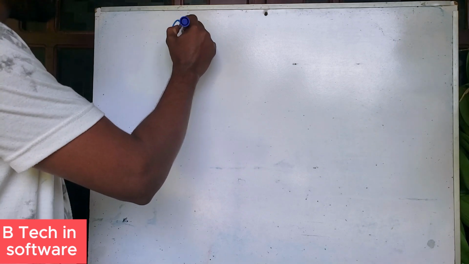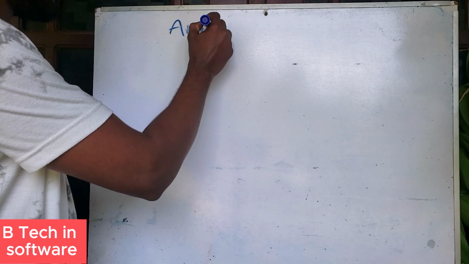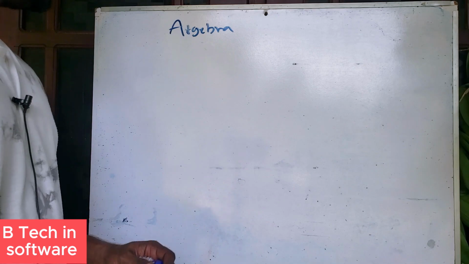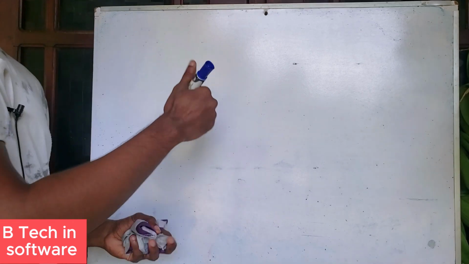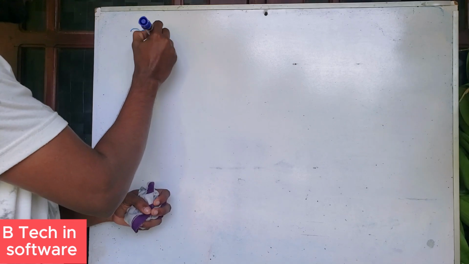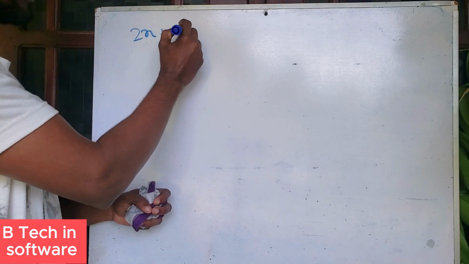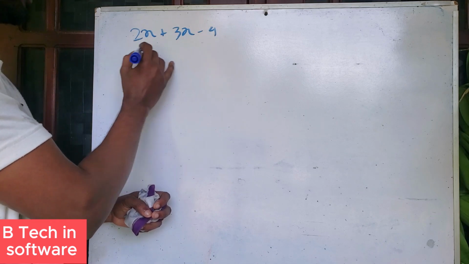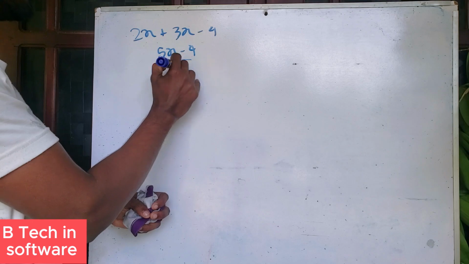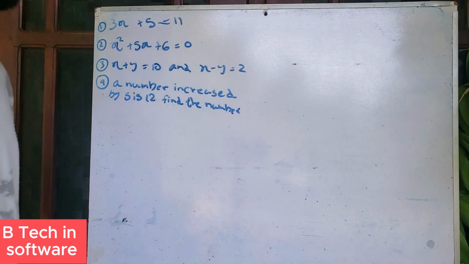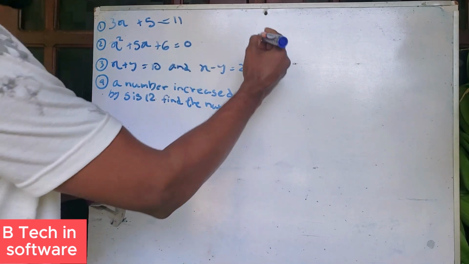Let's try to solve basic algebra. In that, 2x plus 3x minus 4, we can simplify this. 2 plus 3 is 5, so 5x minus 4. Now try to solve these three problems.